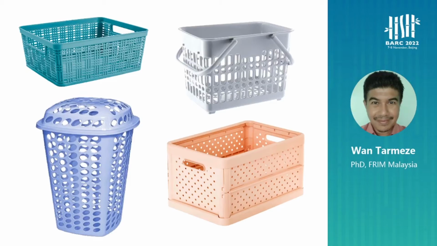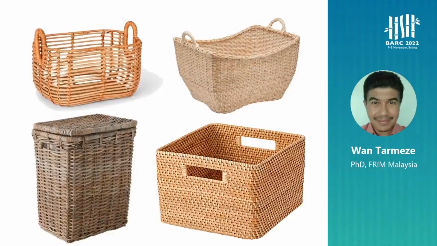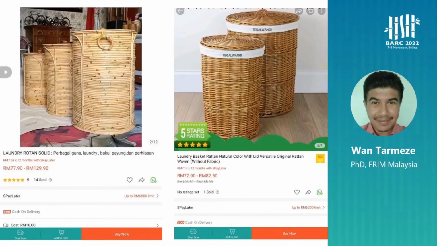Okay, let us see the plastic products here. They are the items commonly found in our homes, aren't they? The baskets, boxes, containers, etc. made from plastic. Are we all aware that these types of products were made from rattan before, way before plastic was invented?